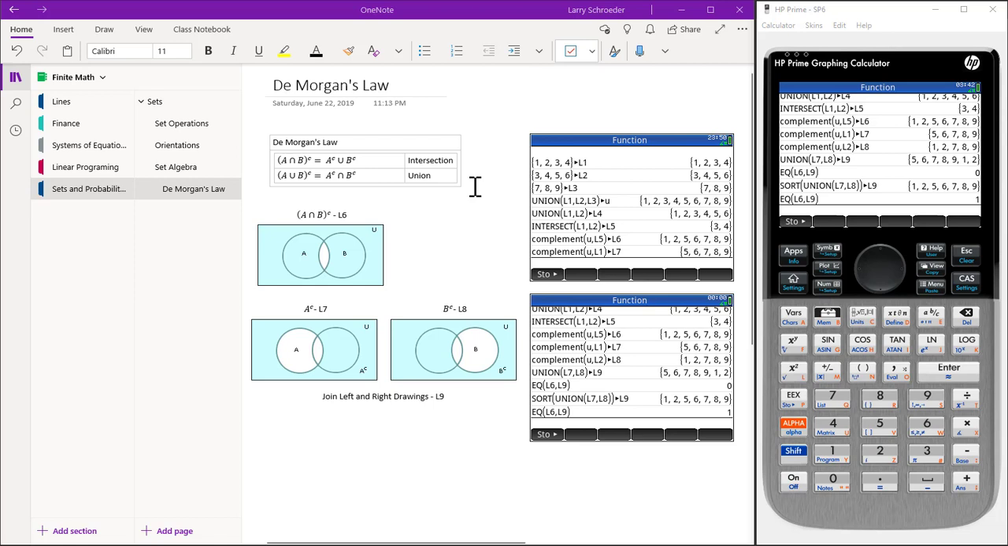Use the same technique to verify the second De Morgan's law. This ends our video on set algebra.